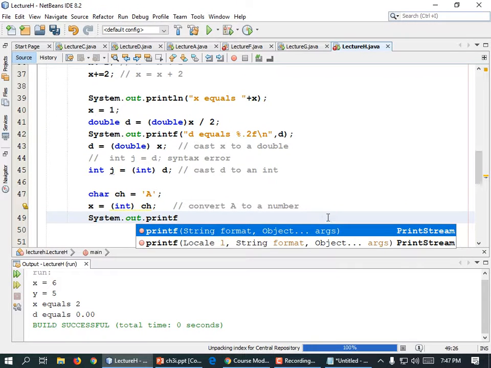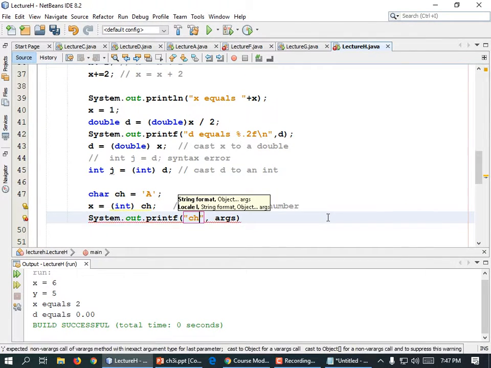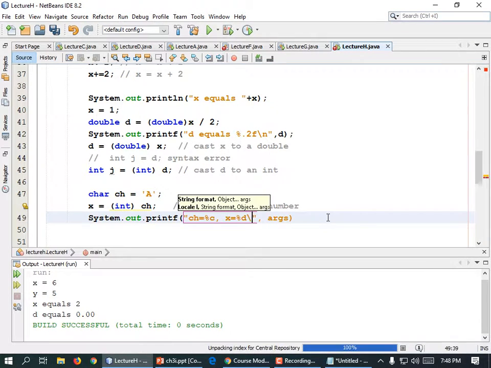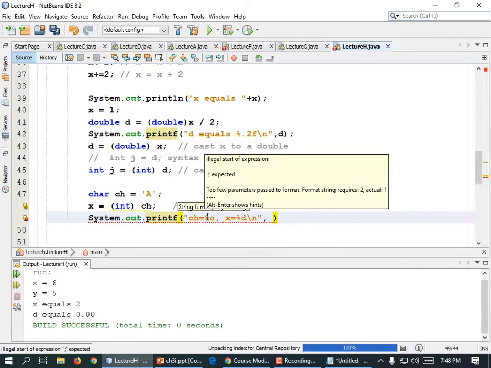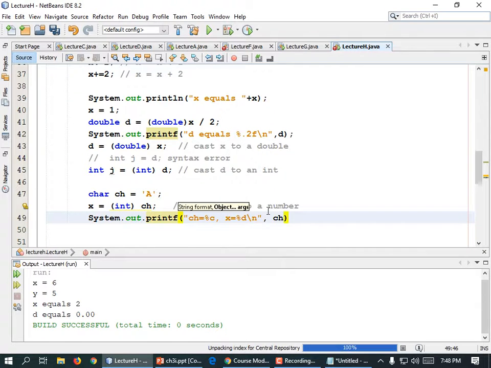System.out.printf("ch equals %c for character, x equals %d for integer, \n", end quote, and we need to fill in the placeholders. So ch after the first comma, and x after the second. And what it's going to tell us is that the character is an A, and then for some reason it's going to print out 65.